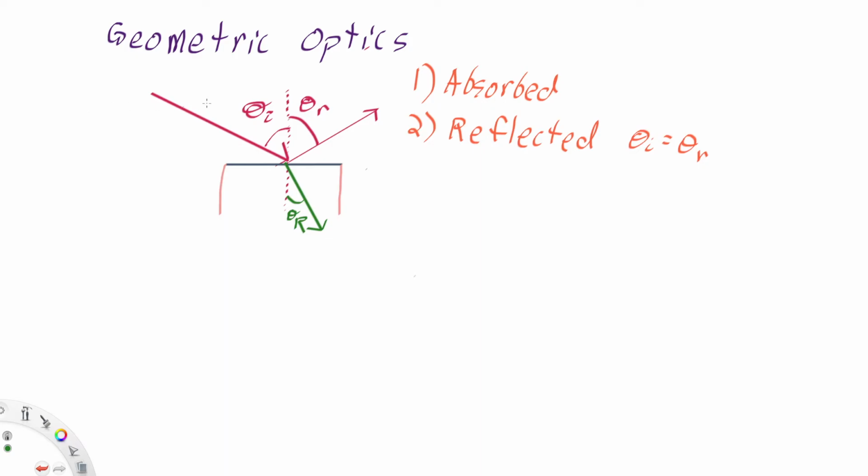So we do need to talk about one more concept to really be able to talk about refraction. And what we need to talk about is called the refractive index, or the index of refraction of a material.